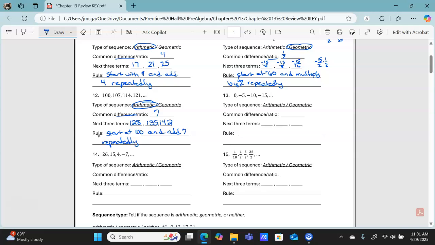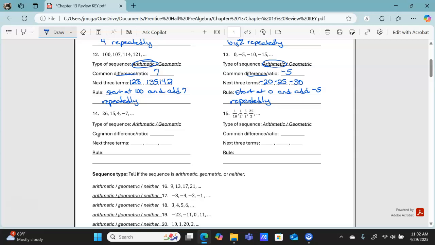On this one, we are subtracting 5. So it's an arithmetic sequence with a common difference of negative 5. So negative 15 minus 5 would be negative 20, then negative 25, and negative 30. And the rule is start at 0 and add negative 5 repeatedly. Notice I'm still using add and just indicating that I'm adding a negative number, keeping that definition of an arithmetic sequence.